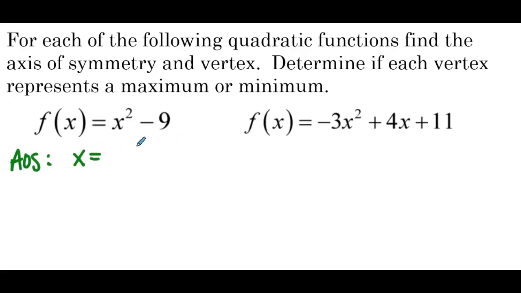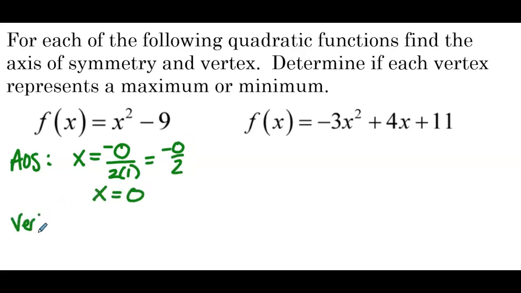So x equals, well, there's no b value, there's no x. So that means b is going to be equal to 0. So negative 0 over 2 times 1. Well, that's just going to be negative 0 divided by 2, or x equals 0.